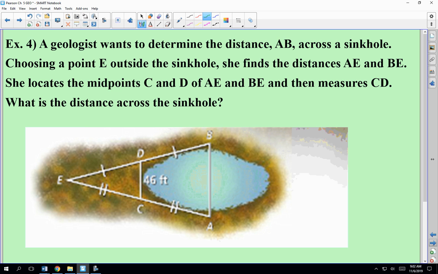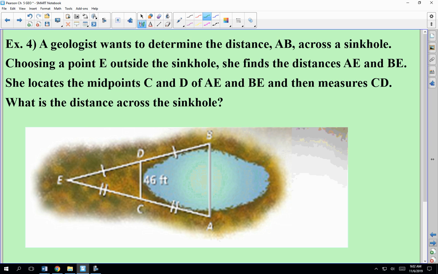It says, choosing a point E outside the sinkhole, she finds the distances AE and BE. She can measure these without falling into the sinkhole. You have to be careful on the edge here, but she can measure this. She locates the midpoints C and D. Those are also outside of the sinkhole, so she's still safe.